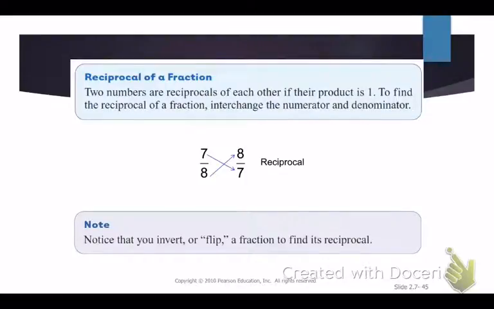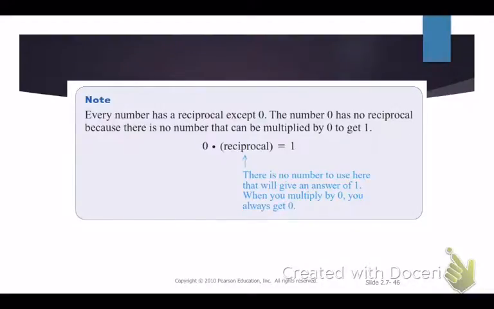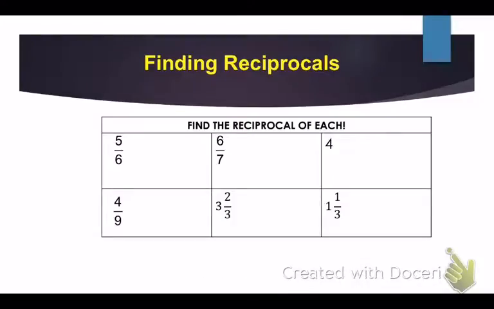Okay, that's really important because you need to know what a reciprocal is in order to divide fractions. Now every number has a reciprocal except the number 0, because 0 times nothing will give you 1. Not really that important, but you should know that in the future. So here's what we're going to do. We're going to find the reciprocals of all 6 of these. You have the place on your graphic organizer on the top right to do that.